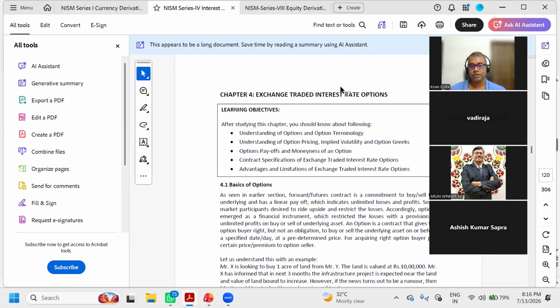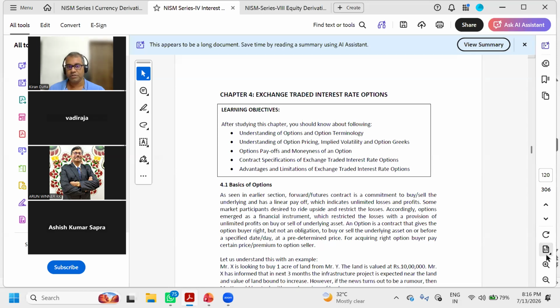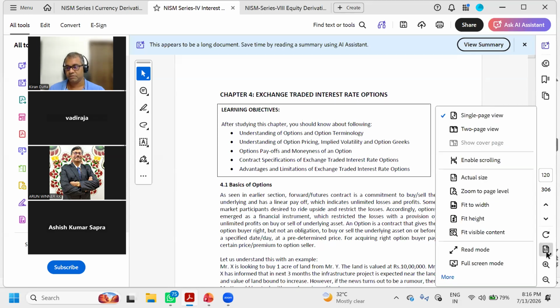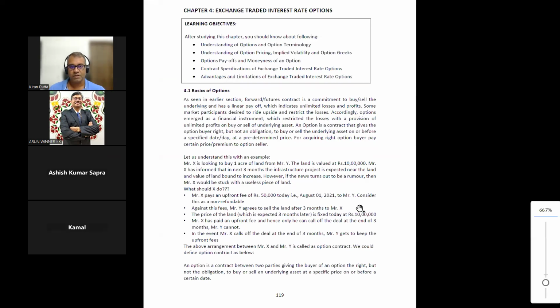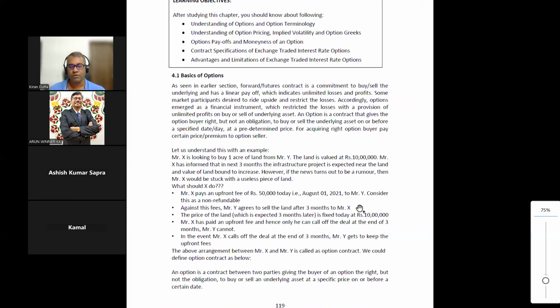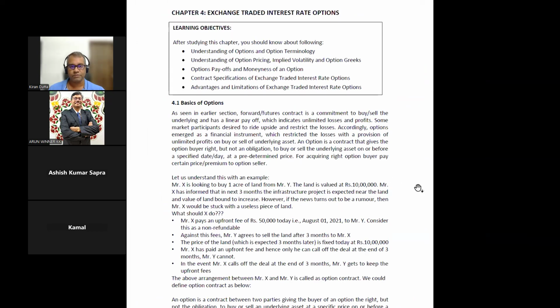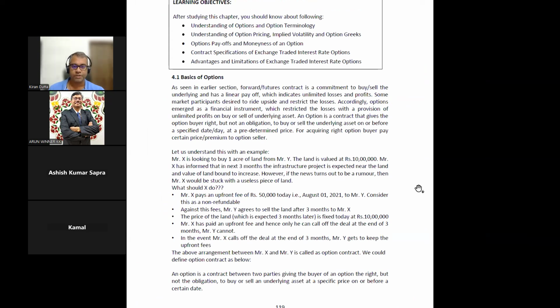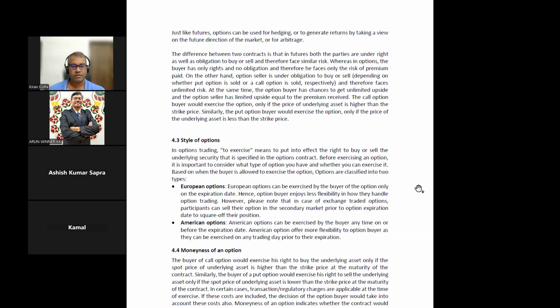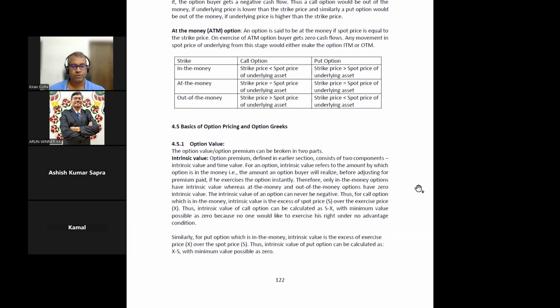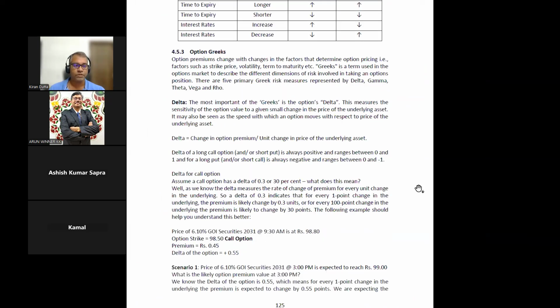Okay, let's quickly do the interest rate as well. Sir, hold on. Let me just complete this and I'll take the questions. Let's quickly go through this. The same thing, the same chapter, basics of options. We just saw European, American, moneyness of an option, value, intrinsic, ITM, ATM, OTM. It's the same thing, right?